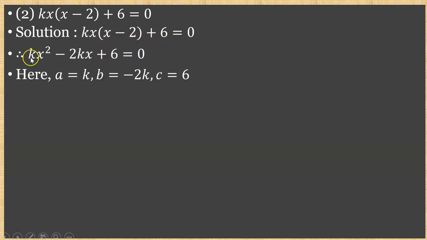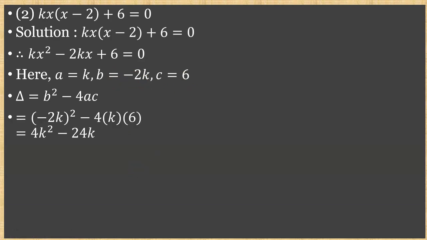Second, kx into in bracket x minus 2 plus 6 is equal to 0. kx into x minus 2 plus 6 is equal to 0. kx square minus 2kx plus 6 is equal to 0. a is k, b is minus 2k, c is 6. And therefore b square minus 4ac is minus 2k bracket square, minus 4 into k into 6, that is 4k square minus 24k.